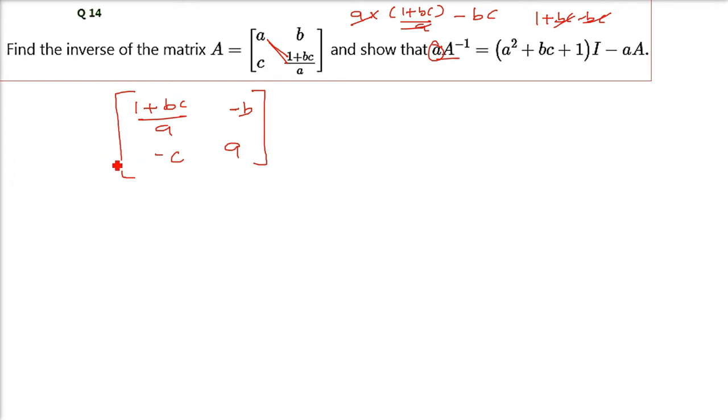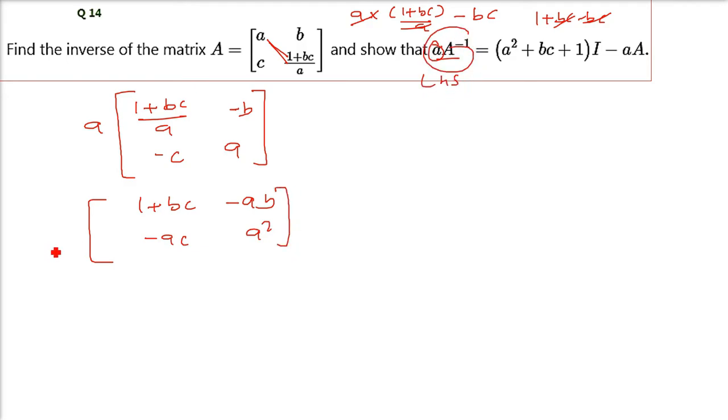Now multiply this with A, because we'll first perform the left hand side and then try to equate it with the right hand side. So this is multiplication with A. Let us multiply this with A. 1 plus BC, A gets cancelled. This is going to be minus AB. This is going to be minus AC. This is going to be A squared. This is your left hand side.